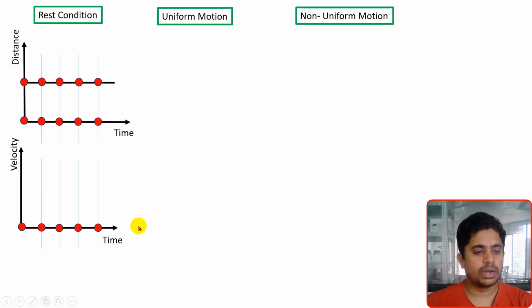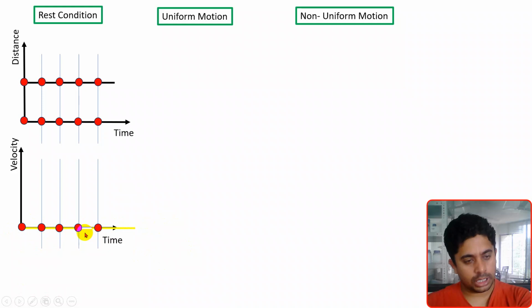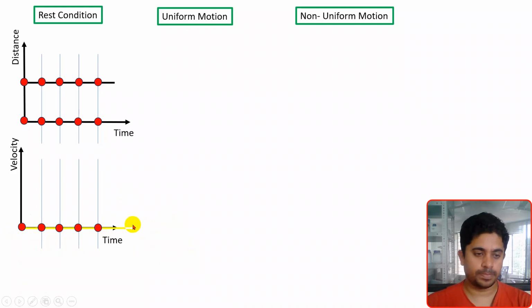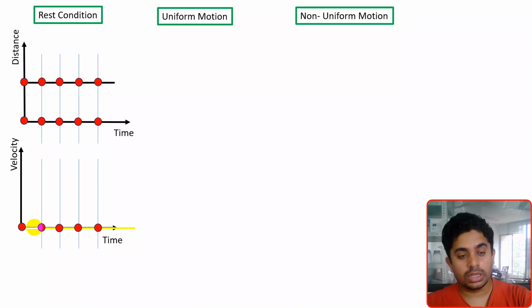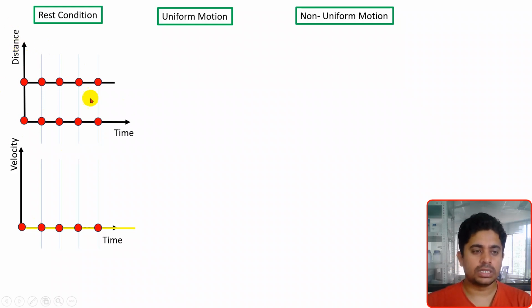Now if I connect these points, I will get the graph shown in yellow color. I will say it is on the time axis, or on the x-axis. Here, the distance time graph is parallel to the x-axis and at some distance from it. But for the velocity time graph, it is on the x-axis, the time axis. So this is about the distance time graph and velocity time graph for an object at rest.